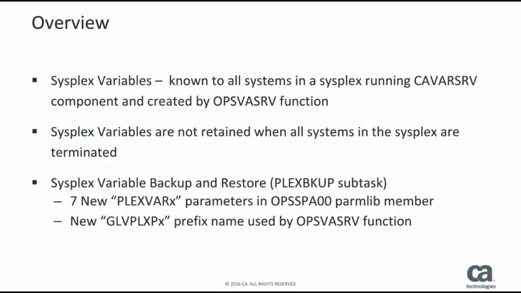Sysplex variables that begin with the new GLVPLXPX name prefix are backed up to a shared VCM dataset automatically when created, updated, or deleted using the OPSVASERVE function. When all systems in the Sysplex shut down for an IPL, an automatic restore of the hardened variables executes on the first system to restart within the Sysplex.